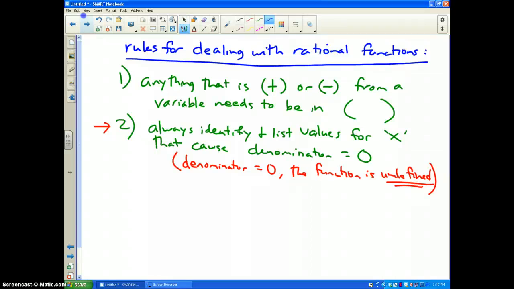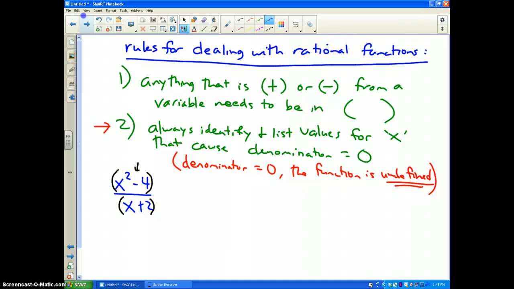So, for instance, let's follow those two rules with my examples that I had on the prior screen. The first example I had was x squared minus 4 divided by x plus 2. Now, in the numerator, there is a minus sign. You're going to minus 4 from the variable. This should be in parentheses. In the denominator, there's a plus sign. That should also be in parentheses. Please do that for reasons I'll discuss on the next video.